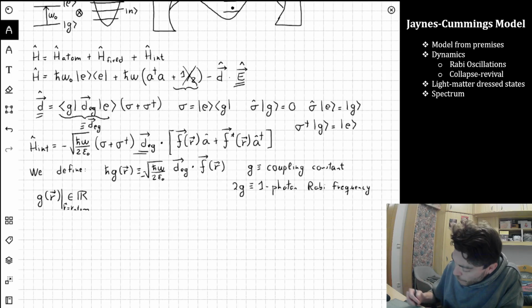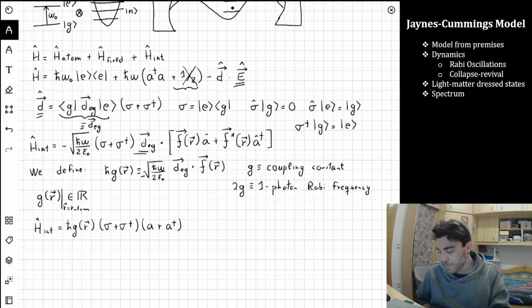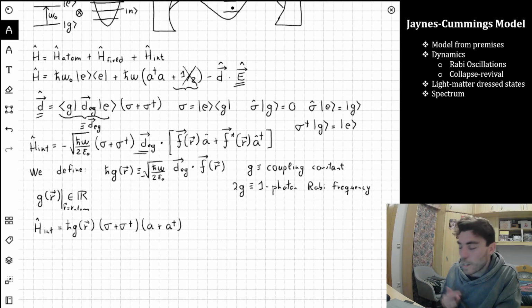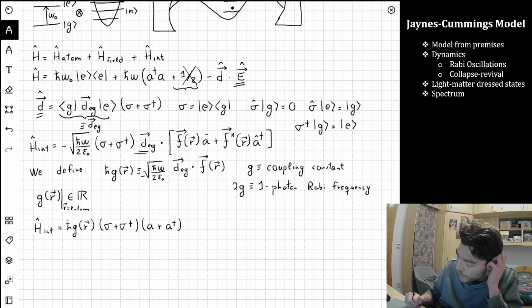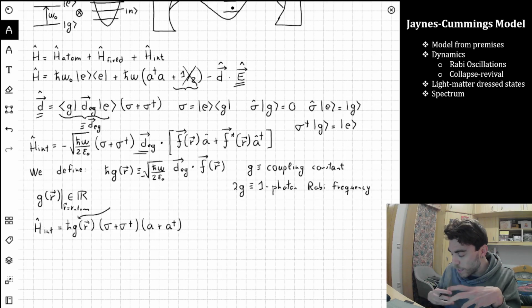So this means that the Hamiltonian of the interaction with this g can be simply written as ħ g(r) (σ + σ†)(a + a†). And now, as you can see, the interaction Hamiltonian is reduced significantly, but it is reduced because all the complexity, all the details about the specific cavity and the specific atom that you are using, are encapsulated in the coupling constant. And that's why now we can write it in a very compact form.